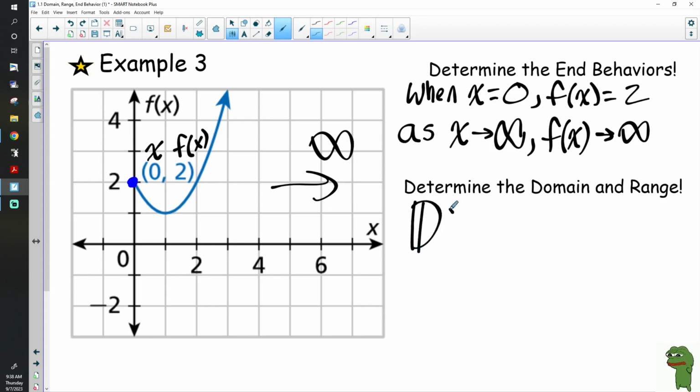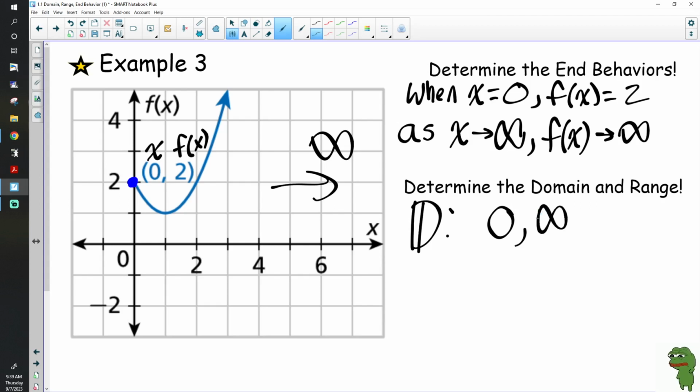Domain. When I'm talking about domain, I'm only looking at which axis? X. We do not care about any of the y values, only the x values. How far left does this graph go? 0. Does this graph ever go to the left of 0? Never. It starts at 0. And when does it end? How far to the right will it go? Forever.